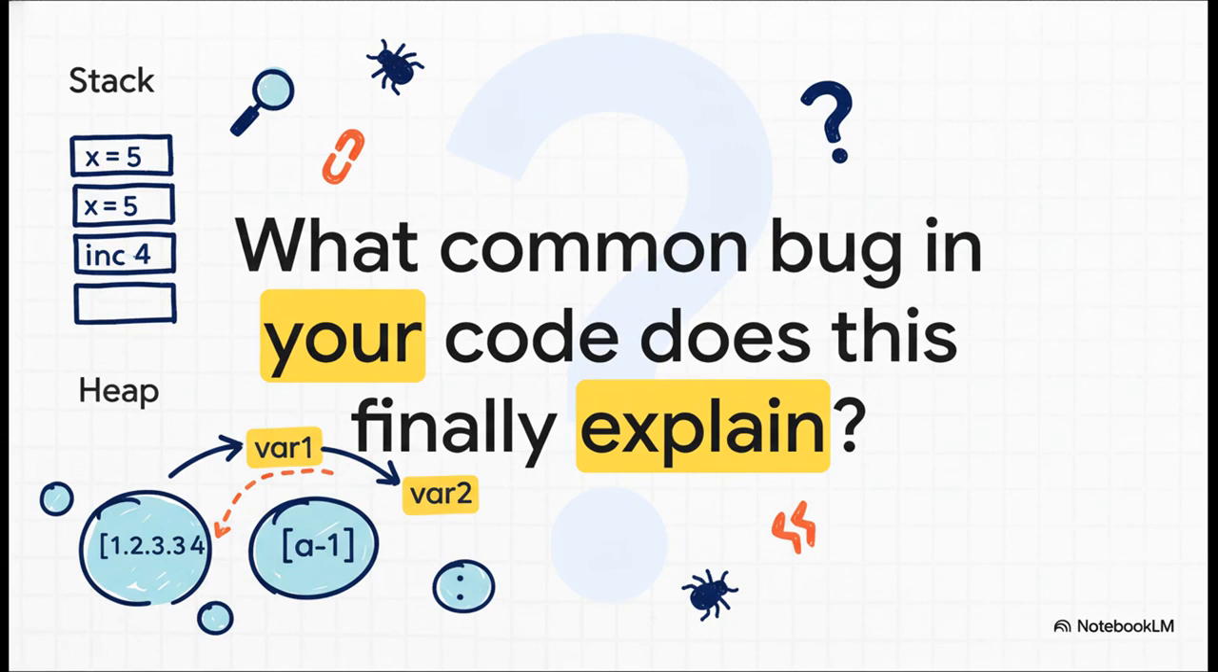And that brings us to the final thought I want to leave you with. Think back through some of the code you've written. Have you ever had one of those bugs where you change something in one part of your program and then something completely unrelated seems to break or change unexpectedly? Now that you understand the difference between a value on the stack and a reference to an object on the heap, what old bug or weird behavior in your own projects does this finally explain?